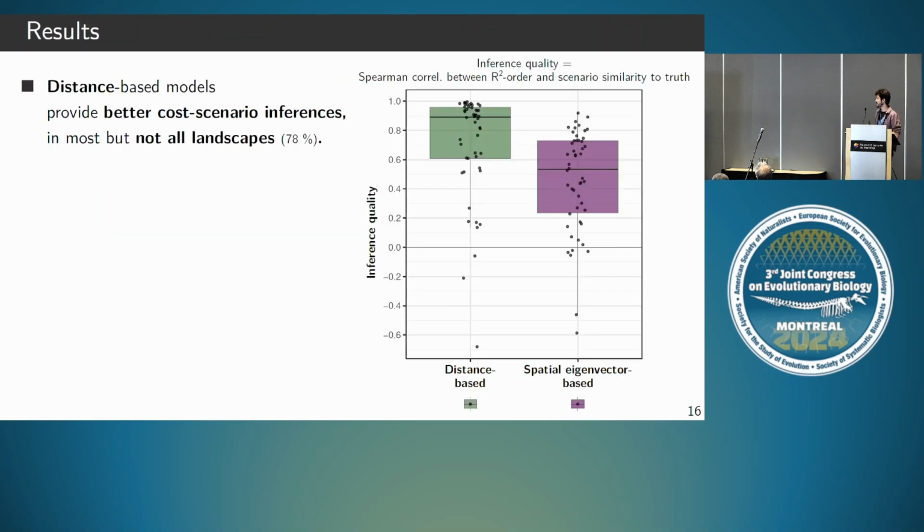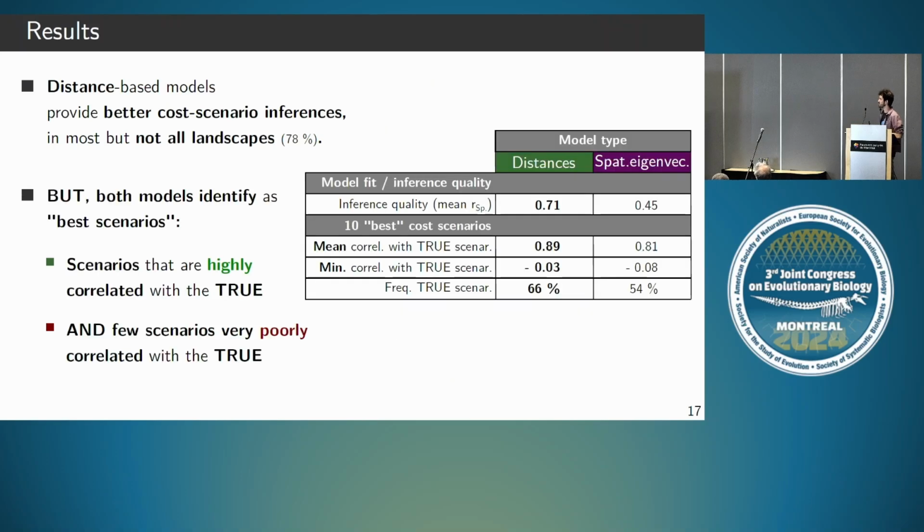In the end, what we saw, unfortunately, is that distance-based models were still the best in almost all the landscapes. In 78% of the cases, they were the best. So there were still landscapes where spatial eigenvectors provided better inferences. And for finer assessments, we looked at the scenarios providing the 10 best goodness of fit values. And the good news here is that these cost scenarios overall gave cost-distance matrices highly correlated to the truth. On average, it was above 0.8.